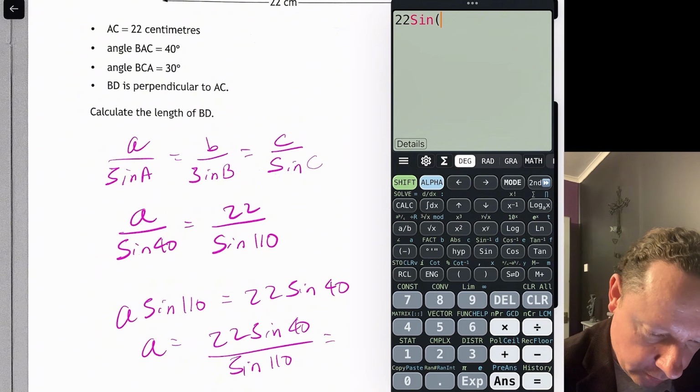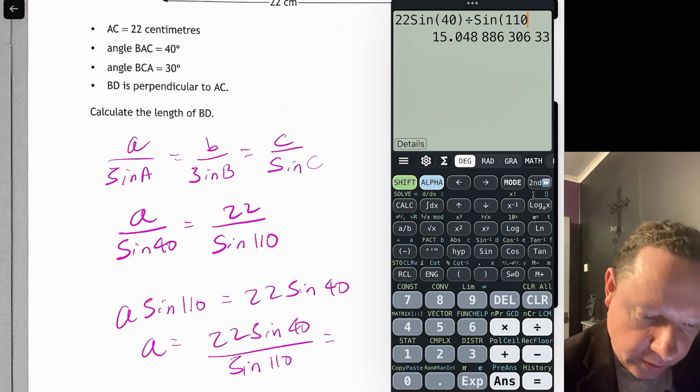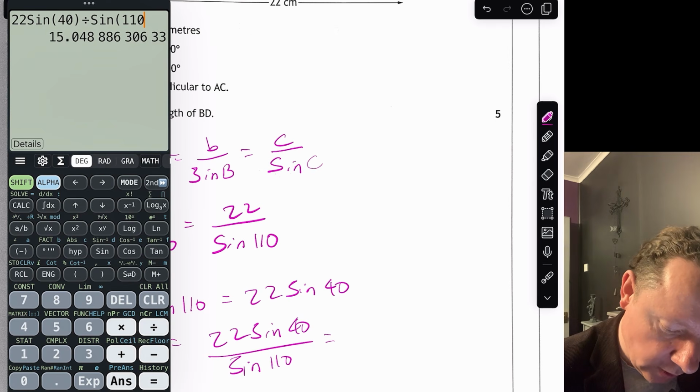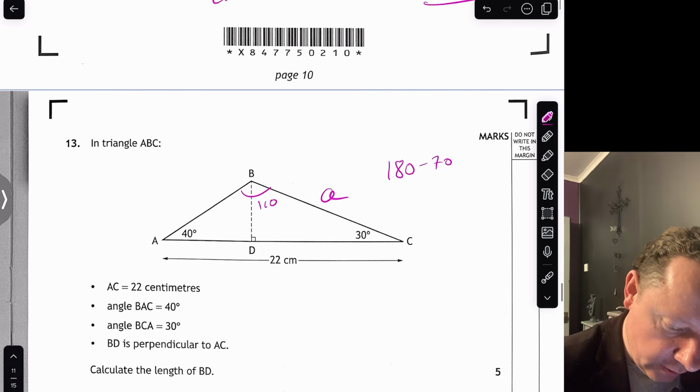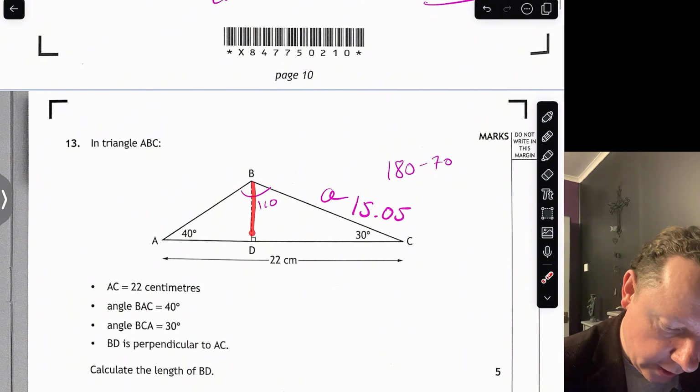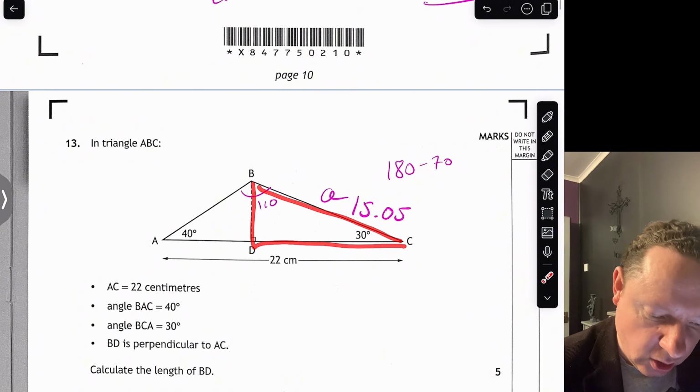22 sine 40 divided by sine 110 is 15.048. So 15.05 would be reasonable in centimetres. So now we know that this is 15.05. So you could either use the sine rule again in the right angle triangle or just SOHCAHTOA.